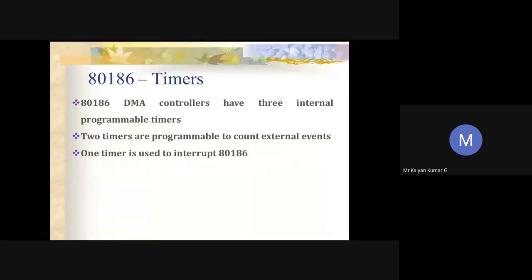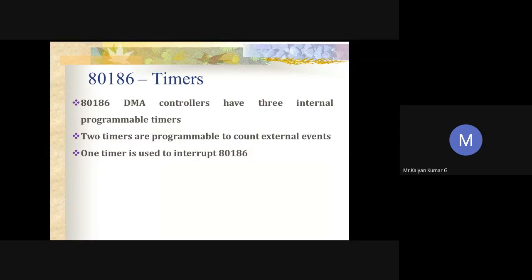The third timer is normally not connected to any external pins. The reason is that this timer can be used to interrupt the 8086 after a programmed interval of time. For that purpose, we use this third timer.